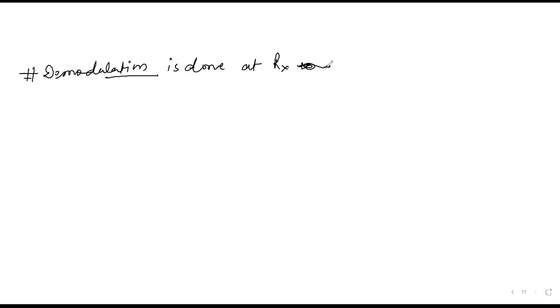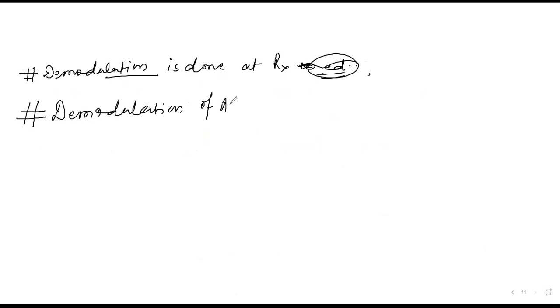So my dear friends, modulation is done at what? Transmitter end. And demodulation is done at what point? Receiver end. Okay. So write down demodulation of AM signals.